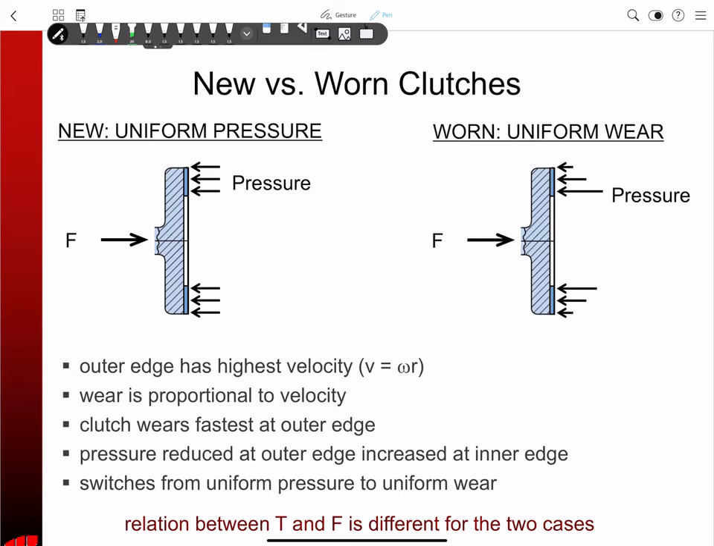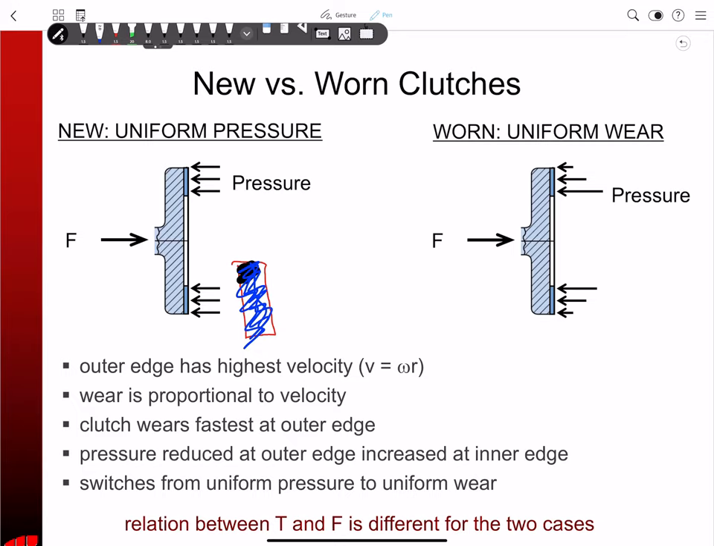A new versus a worn clutch. We're talking about clutches first here. With a new clutch, we have this nice square plate. Let's draw a nice square plate here, so I'll zoom in. It's nice and new, and typically it's made out of some asbestos material, something like that, that can handle heat pretty well. And so it's nice and flat.